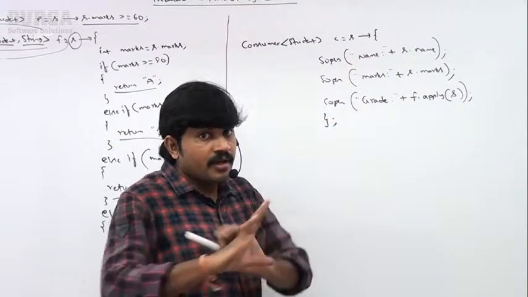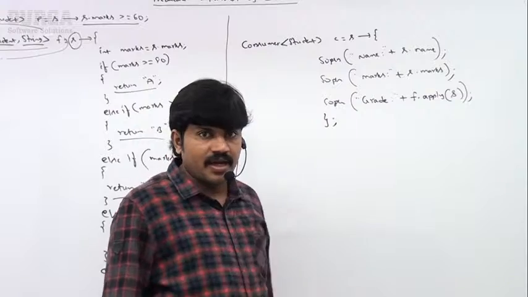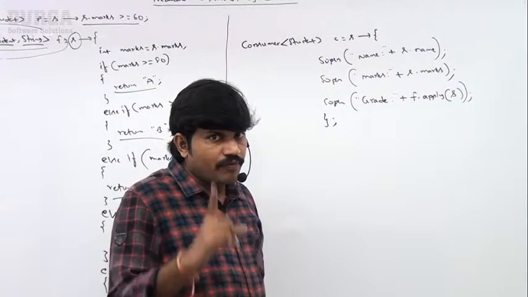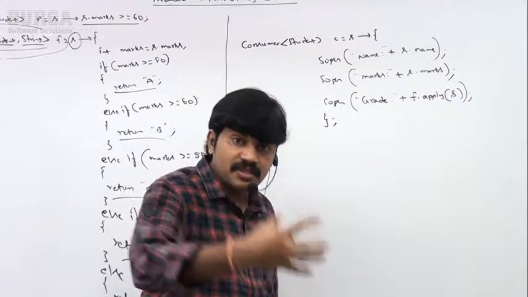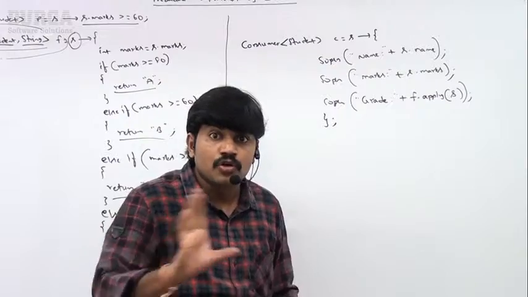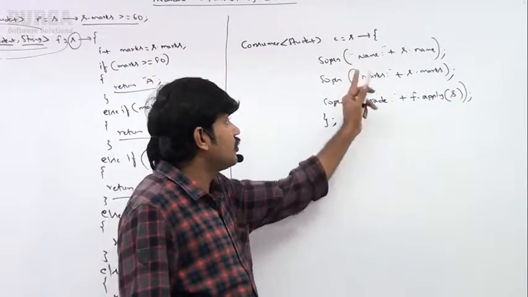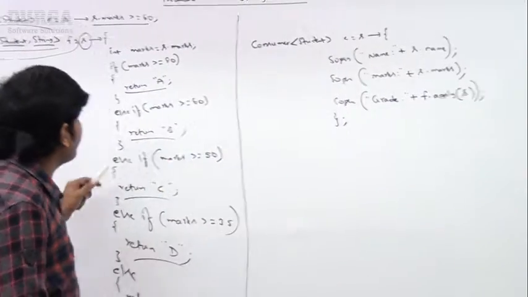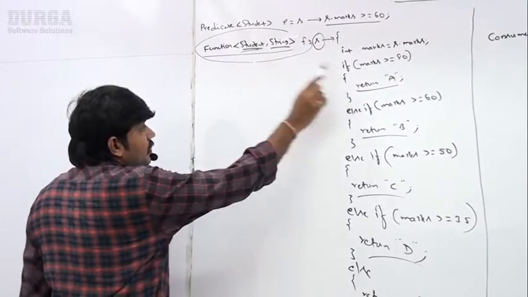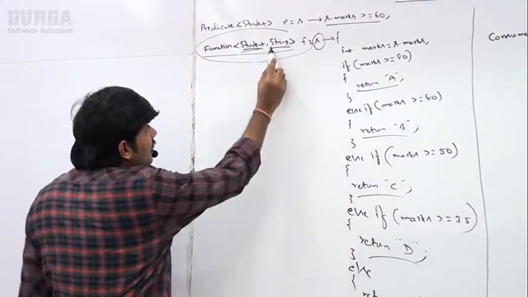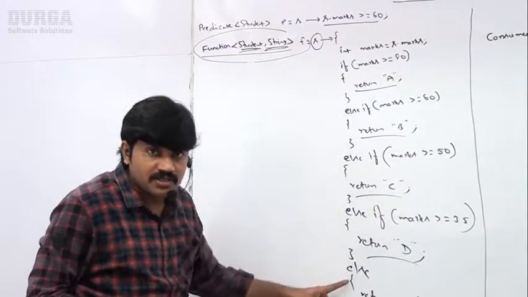My consumer is never going to return anything. Are you able to understand? When should we go for consumer? When we accept something, do some activity, and don't return anything, then we should go for consumer. When should we go for function? When we accept something, do something, and return some value based on our operation, then we should go for function.